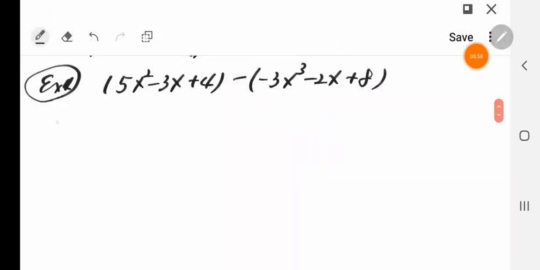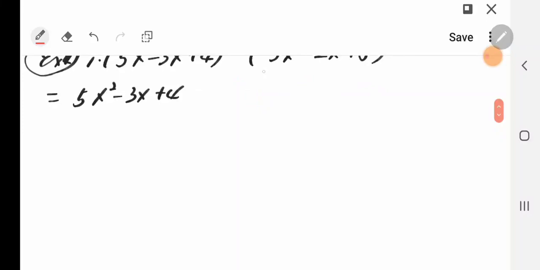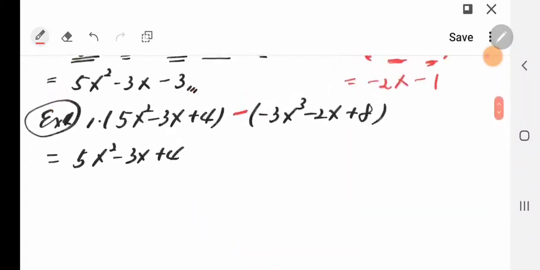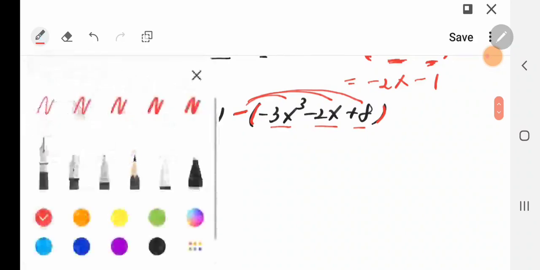Okay, we will do the same thing. The first trinomial has what? Okay, this is actually one time, so you can just get rid of the parentheses. So it will be 5x squared minus 3x plus 4. But the second trinomial, it has negative. Okay, negative. That means we have to multiply these three terms by this negative, which means change the sign of each term.